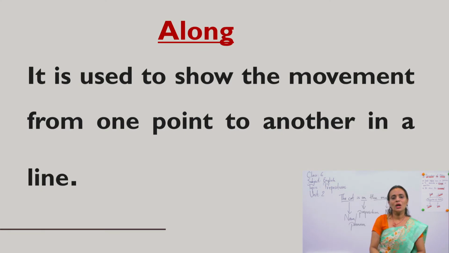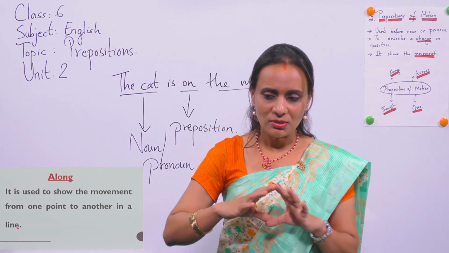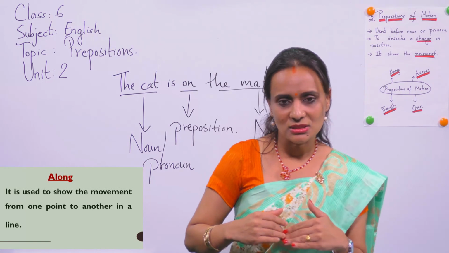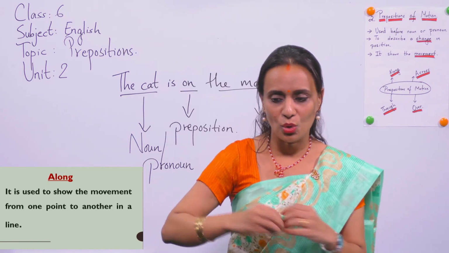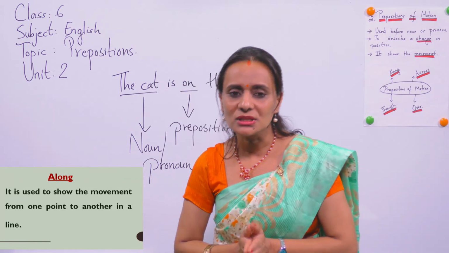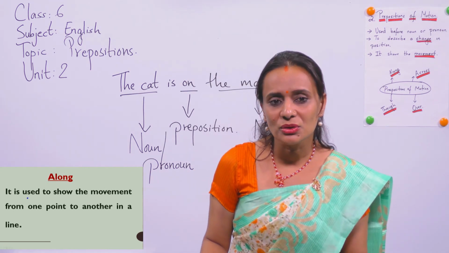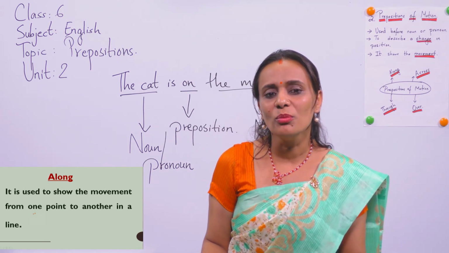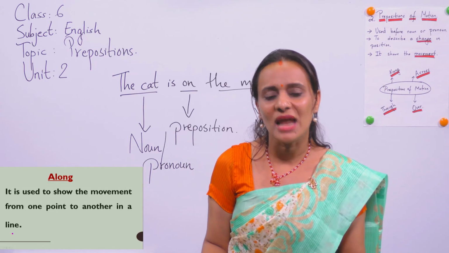Now another, along. It also comes like across but is quite different. It is used to show the movement from one point to another in a line. With across, what did we do? We did not show one point to another; we did it just to show the opposite direction, to go towards the opposite direction. But here we are using it to show the movement from one point to another in a line, not in the crossing way.